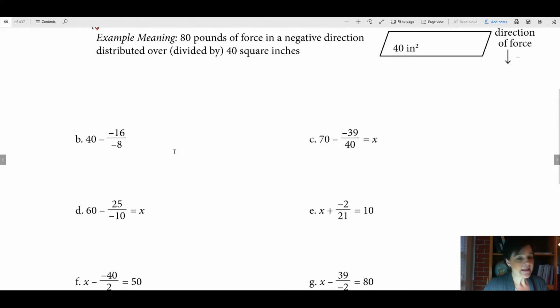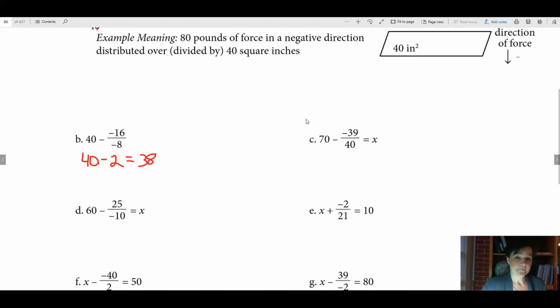All right, so yes. Okay, so what we're going to do on B is, now this right here is going to simplify to what? Negative 16 divided by negative 8. That's two negative signs, so that's an even number. That means you're going to end up with a positive. So you're going to end up with 40 minus your positive 2. So your answer then would be 38.